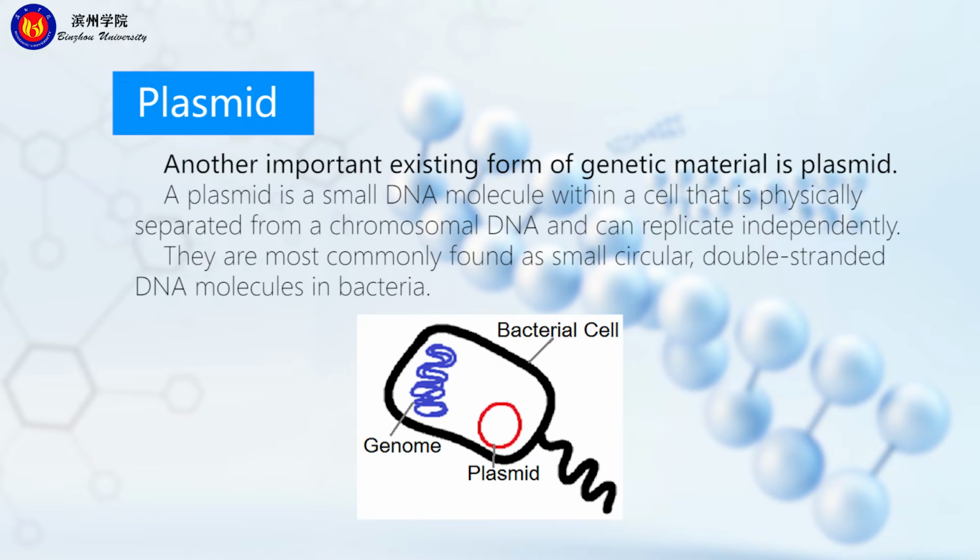A plasmid is a small DNA molecule within a cell that is physically separated from a chromosome DNA and can replicate independently. They are most commonly found as small circular, double-stranded DNA molecules in bacteria.